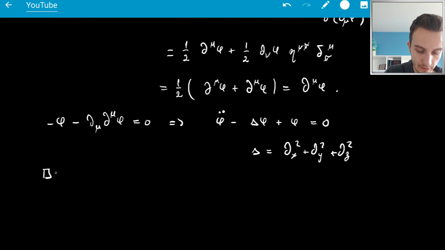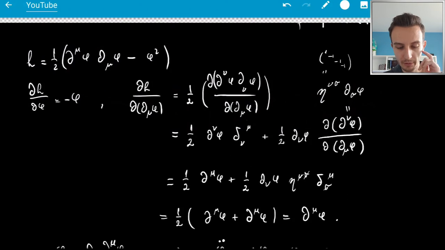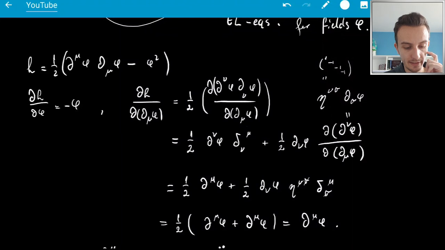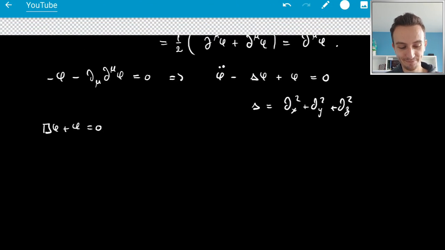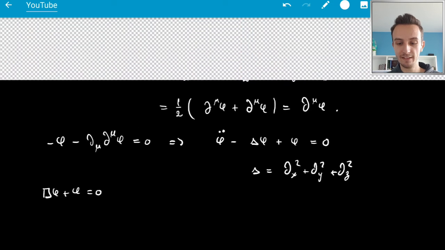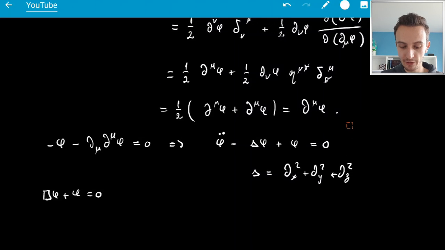Sometimes you'll see it written like this as well: nabla squared phi plus phi equals 0. There should be a mass as well, probably, but who cares? Set mass equal to 1. Okay, this is a small example. Mainly I just wanted to show how these derivatives work. Okay, that's it. Hope you guys liked it. See you next time.